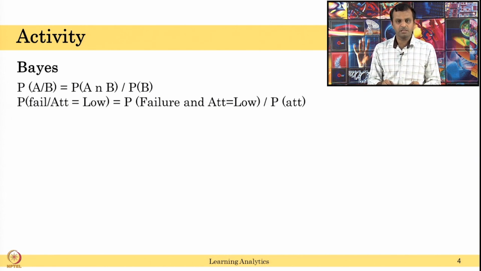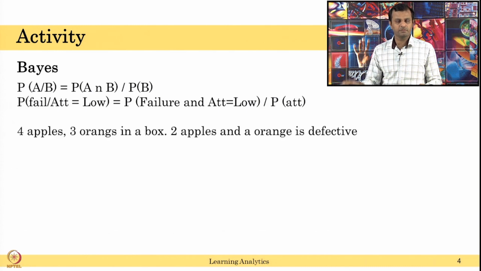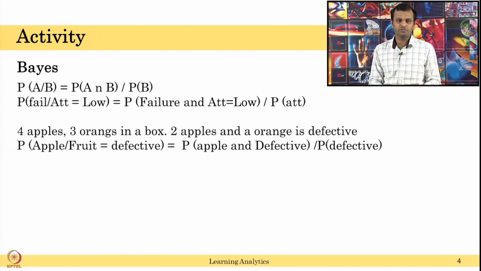Let us see this in a detailed conditional probability example. This is a standard probability sum. There is a box which contains 4 apples and 3 oranges. Out of these, 2 apples are defective and 1 orange is defective. What is the probability that if you pick a defective fruit, that fruit will be an apple?